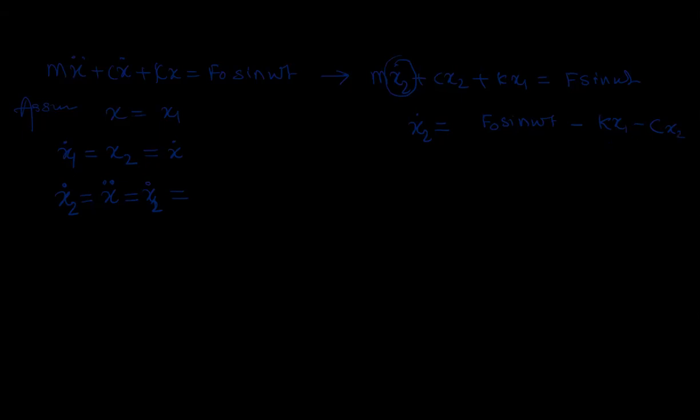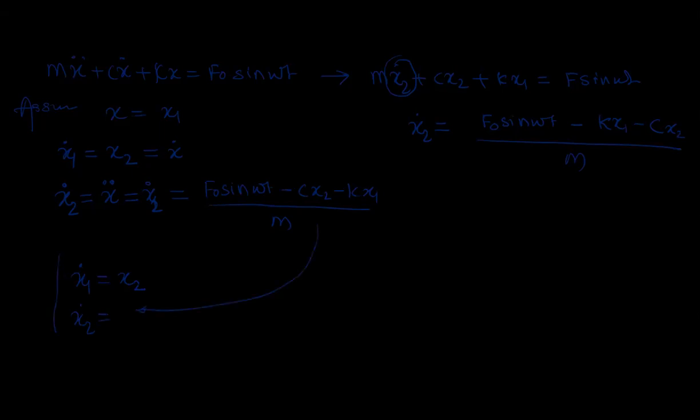So this is my second equation, that is f0 sine of omega t minus c x2 minus k x1 divided by m. Now I got two equations. One is x1 dot as a first order equation, which is x2, and x2 dot, which is nothing but this entire expression. Okay, now I got these two equations and I want to simulate it.